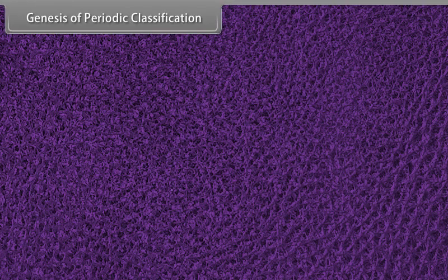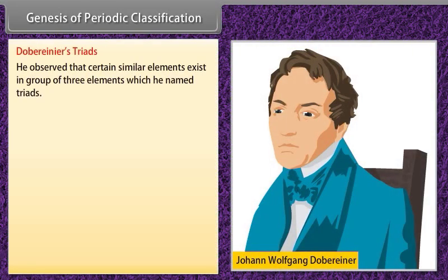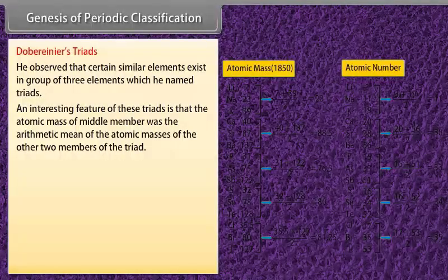Genesis of periodic classification. Dobereiner's triads. He observed that certain similar elements exist in groups of 3 elements, which he named triads. An interesting feature of these triads is that the atomic mass of the middle member was the arithmetic mean of the atomic masses of the other 2 members of the triad.